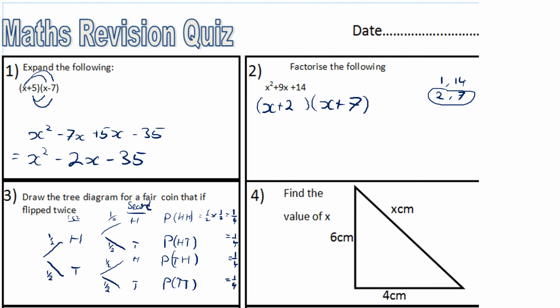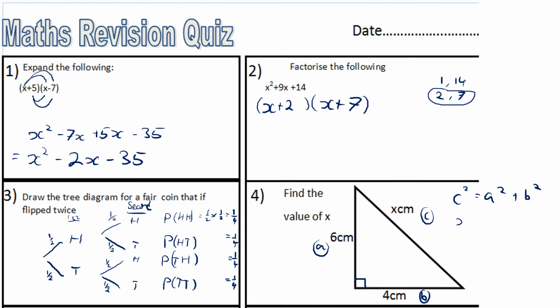Okay, so question number 4. We want to find the value for x. So we've got a right angle triangle. In your question, it should have given you that, but I hope you assumed it was a right angle triangle. So to do this, we're going to use Pythagoras. Okay, so we're looking for the longest side, the hypotenuse. So we use the formula c squared is equal to a squared plus b squared.